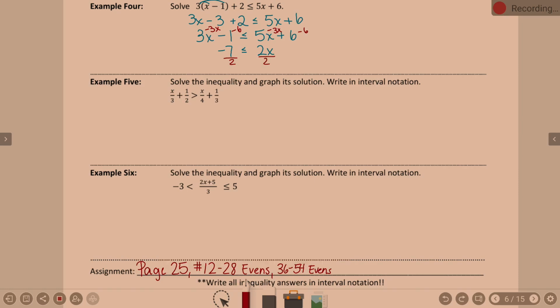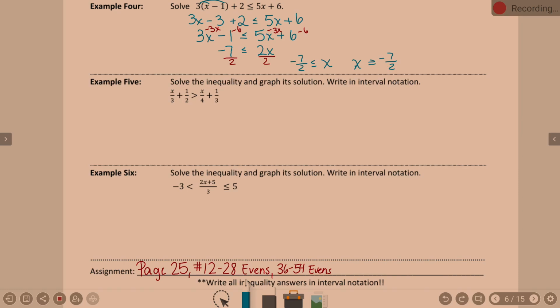Now, as our answer reads, that would come out -7/2 less than or equal to x, yes? Yeah, I flipped it. I would definitely encourage you to rewrite it as x greater than or equal to -7/2.